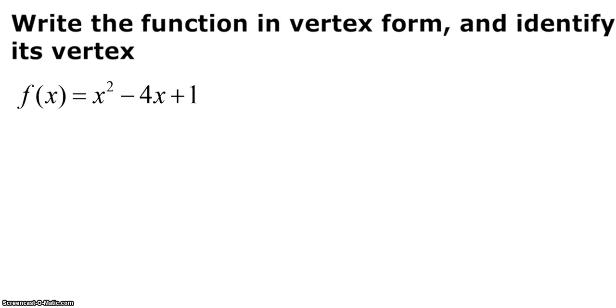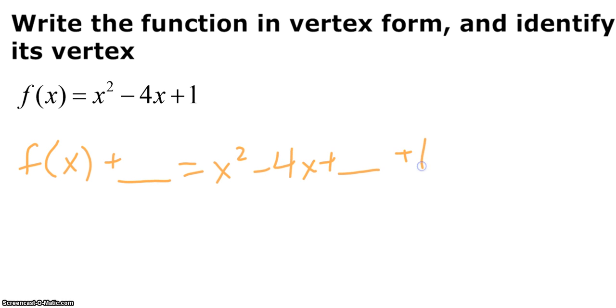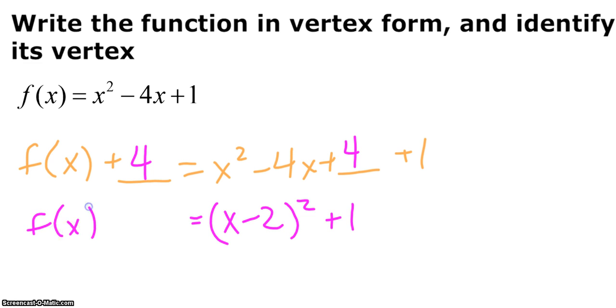All right, let's keep doing some more examples. The more we see, the more we'll understand. Okay. Oops, I need to put my plus blank here. f of x equals x squared minus 4x plus blank plus 1. The number in front of x squared is 1, so I don't really have to worry about that. Negative 4 divided by 2 is negative 2, and then square that as a positive 4. So this is x minus 2 squared plus 1, and then I have f of x plus 4 here.